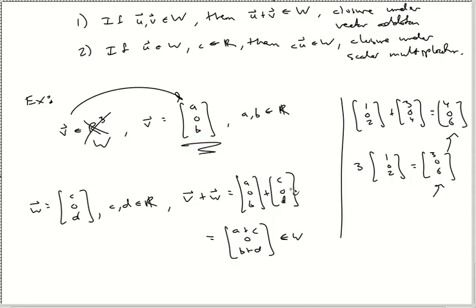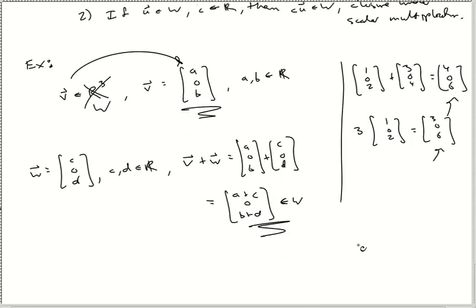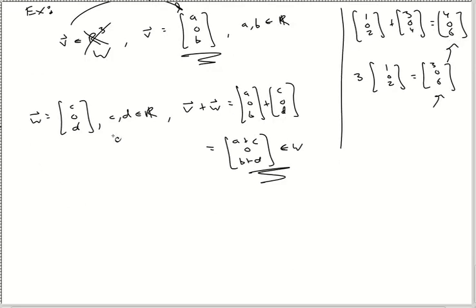Notice that it's still got that 0 in the middle. That's the main point I'm trying to make here. We still got the 0 in the middle. So I just did the additive closure under vector addition. So then let's just now say E is an element of the reals. And then I do E times V, which would make E times A, 0, B.